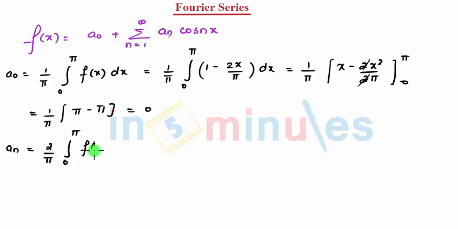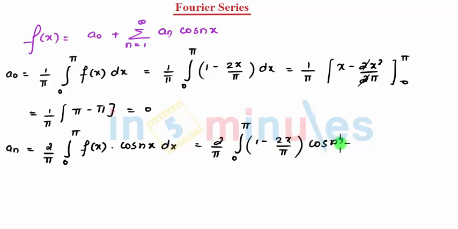In the same way, when you find an, an is nothing but 2/pi integral from 0 to pi of f(x) multiplied by cos nx dx. So you can say 2/pi integral from 0 to pi, where f(x) from 0 to pi is nothing but 1 minus 2x/pi. This multiplies with cos nx dx. So here we'll be working as u into v. Let's apply u into v.